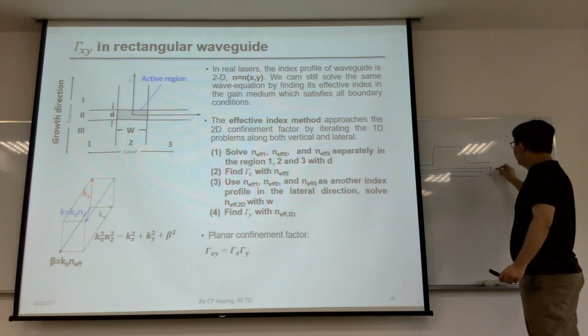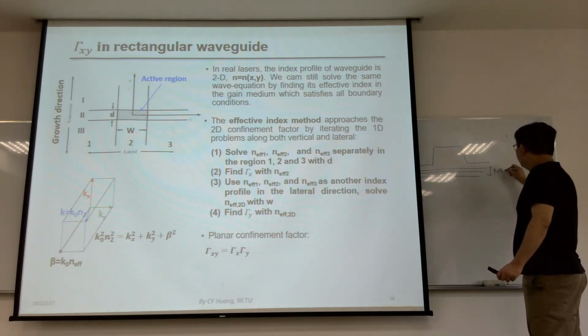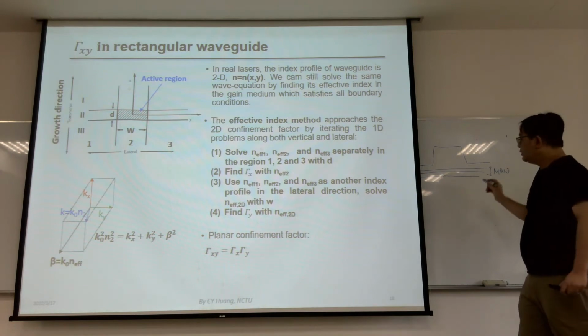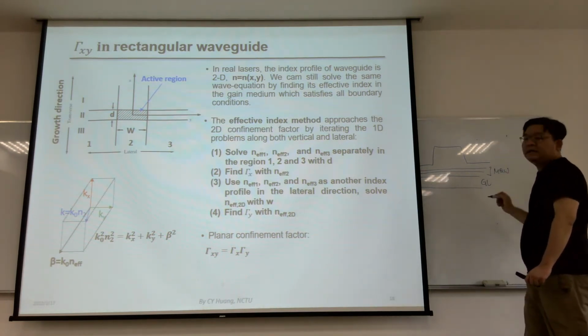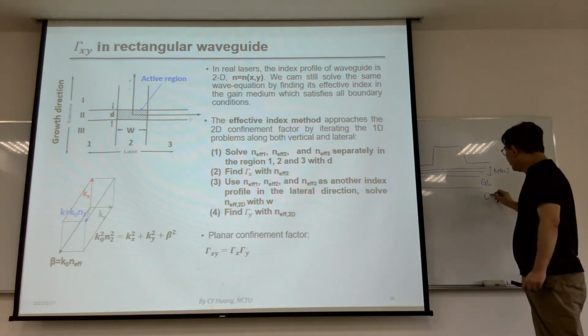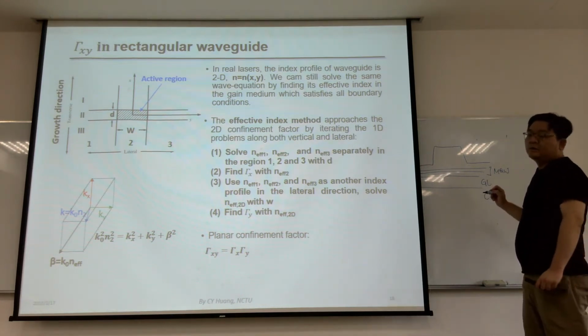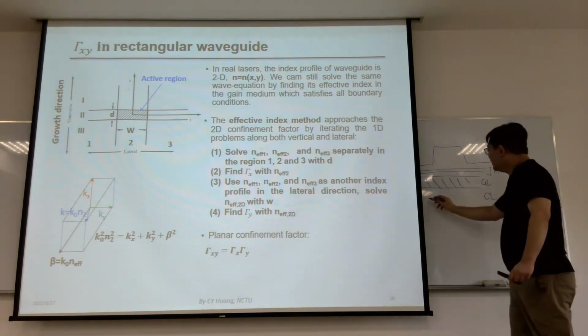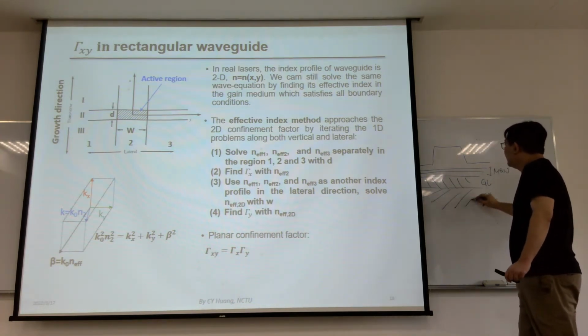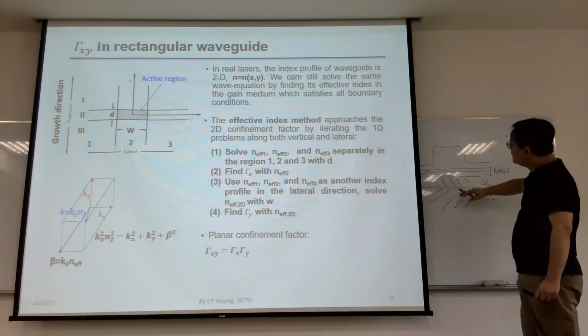This is your MQW, multiple quantum well, and we have a guiding layer, GL, and a cladding layer, CL, and a different layer. So this is one layer, and then the other layer, something like this. And the growth is in this direction.